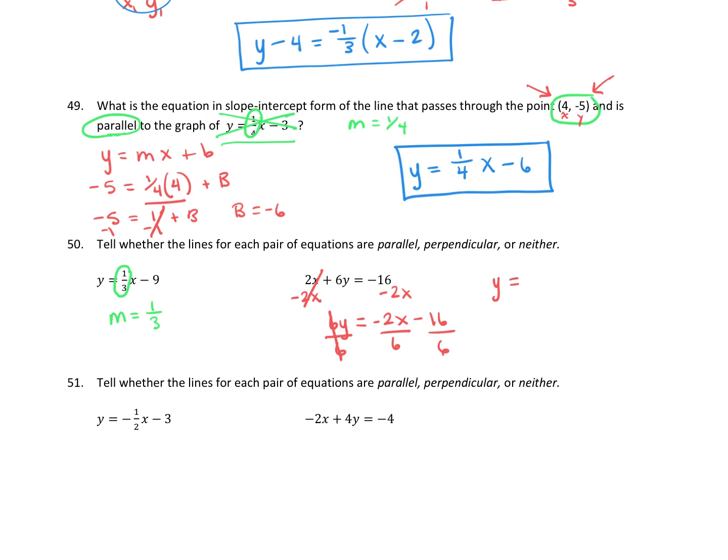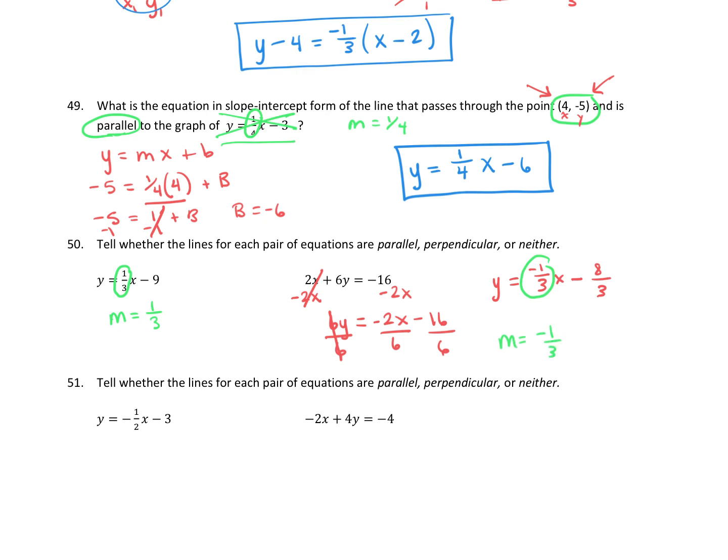That will actually reduce to a -1/3. Divide both of those by 2, you'll get a -1/3, and then x minus, now 16 divided by 6, we could divide those by 2, and we'll get an 8/3. So what did we need from this equation? Just the slope. This slope is a -1/3.